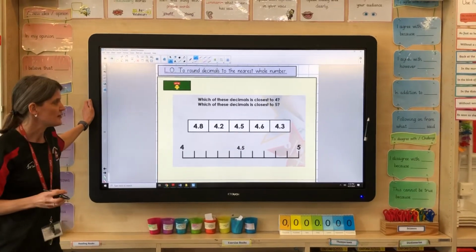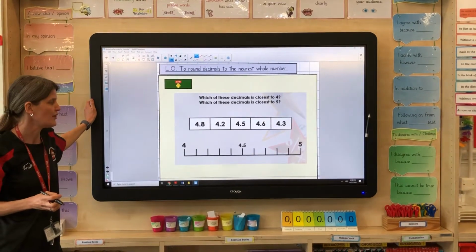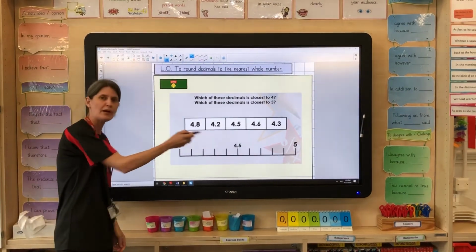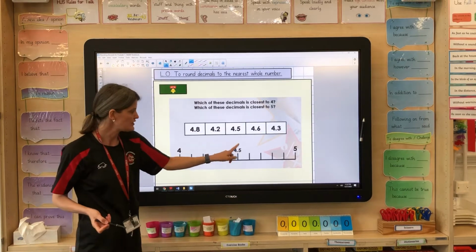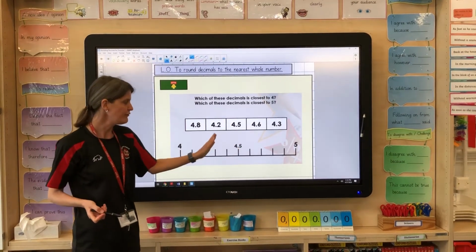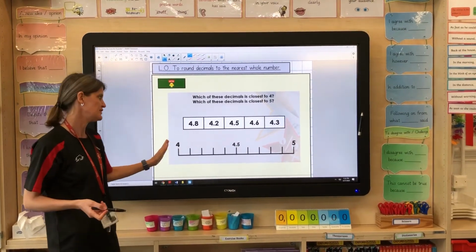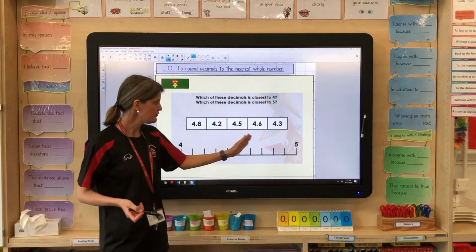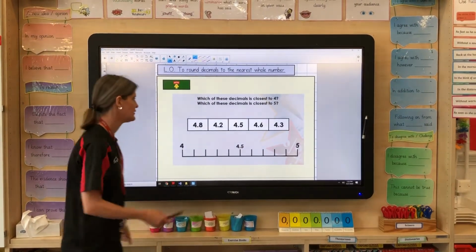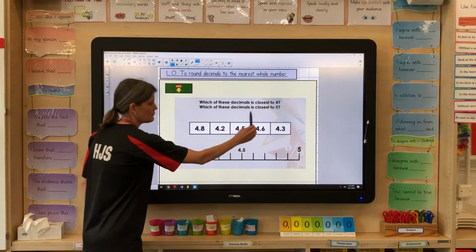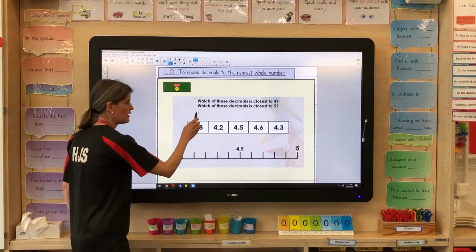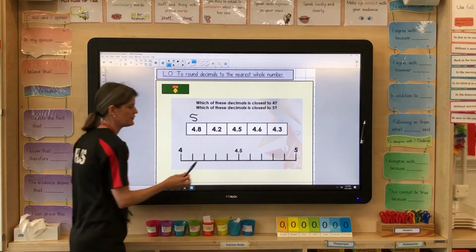Which of these decimals is closest to 4? Which is closest to 5? Now, rather than writing them all out on the number line, I'm going to start thinking about the pattern we've noticed that if it comes before 4.5, we're going to round it down to 4. If it comes after 4.5, we're going to round it up to 5. So 4.8, it comes after 4.5, so we round it up to 5. It's going to be closer to 5.